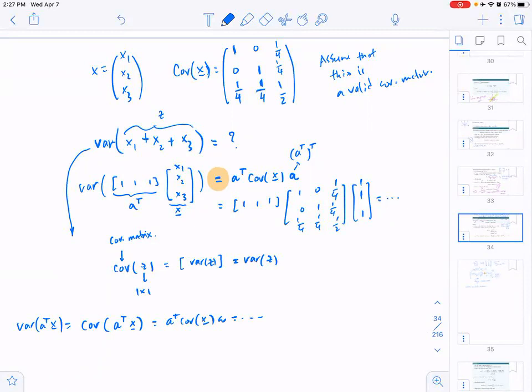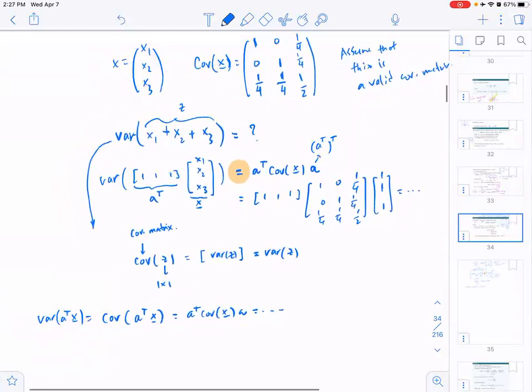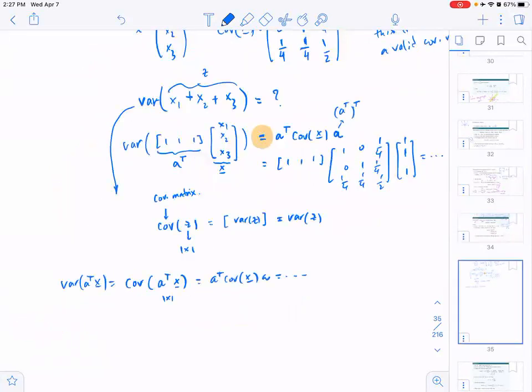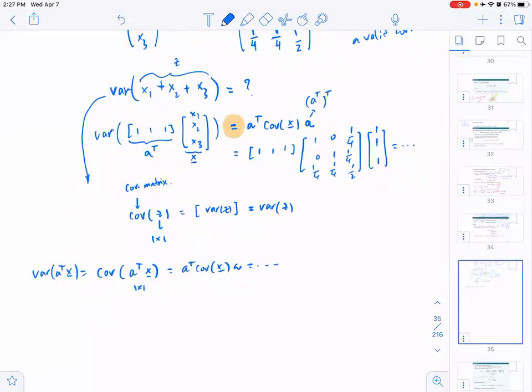Yes, the dimension of the result should be the same as what you expect. If you started with a 1-by-1 variable, the covariance matrix of a 1-by-1 variable should be 1-by-1, and the result would be a scalar. And this is true here: it would be a 1-by-3, 3-by-3, 3-by-1, so the result is 1-by-1.